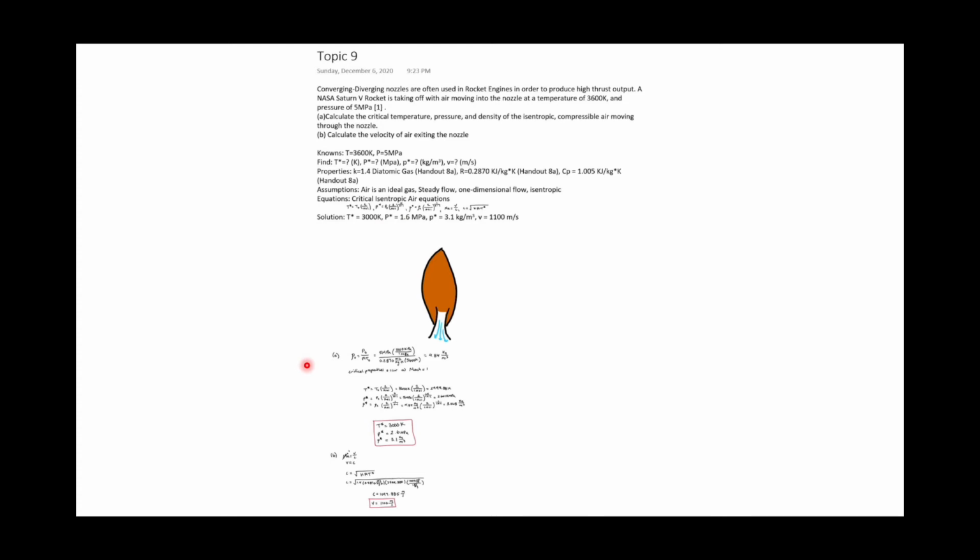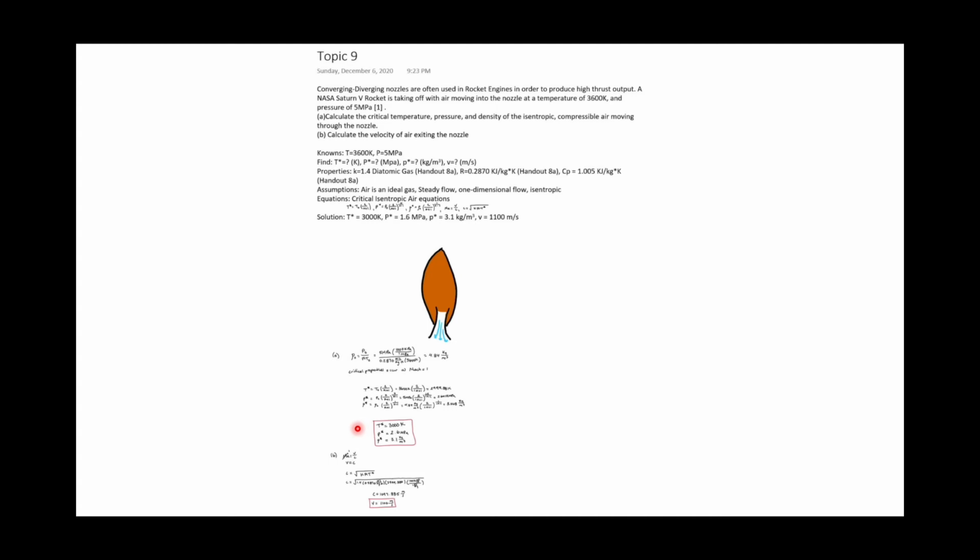We are able to solve for our initial density by dividing the initial pressure by R and T naught, which is our initial temperature. Here, we are then able to solve for our critical properties using the equations above in order to determine the critical temperature, pressure, and density to be 3000 Kelvin, 2.6 MPa, and 3.1 kilograms per meter cubed.